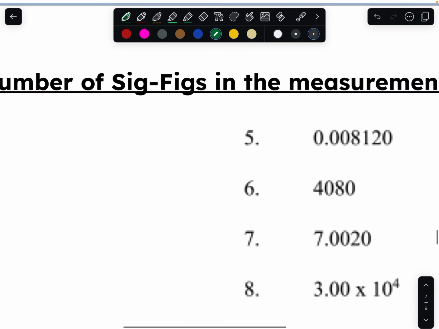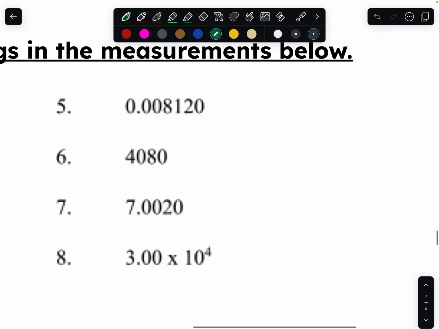All right, so here we go. This 0.008120. Okay, 8 and 1, hopefully you know that those are significant. The 2 as well. These zeros, again, just are placeholders. So if we have zeros to the left of the first non-zero digit, those will always be insignificant. Okay, and we don't count those.